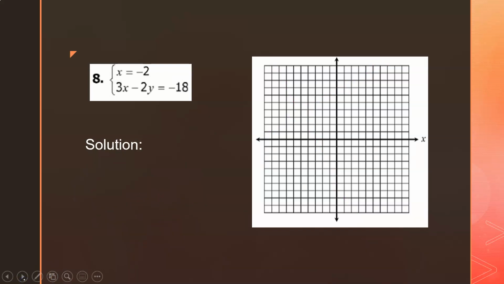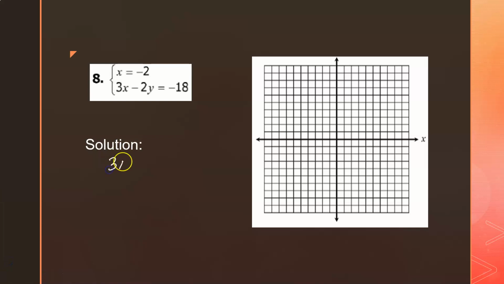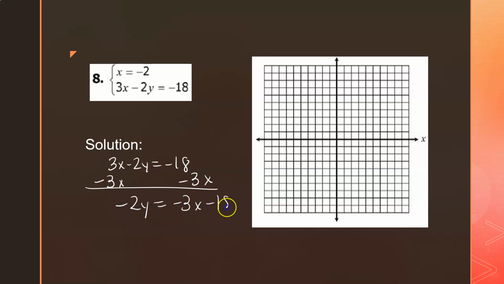All right, let's rearrange that second one. I'm going to subtract 3x. So I have -2y equals -3x minus 18. And I'm going to divide by -2. Okay, let's go ahead and graph.